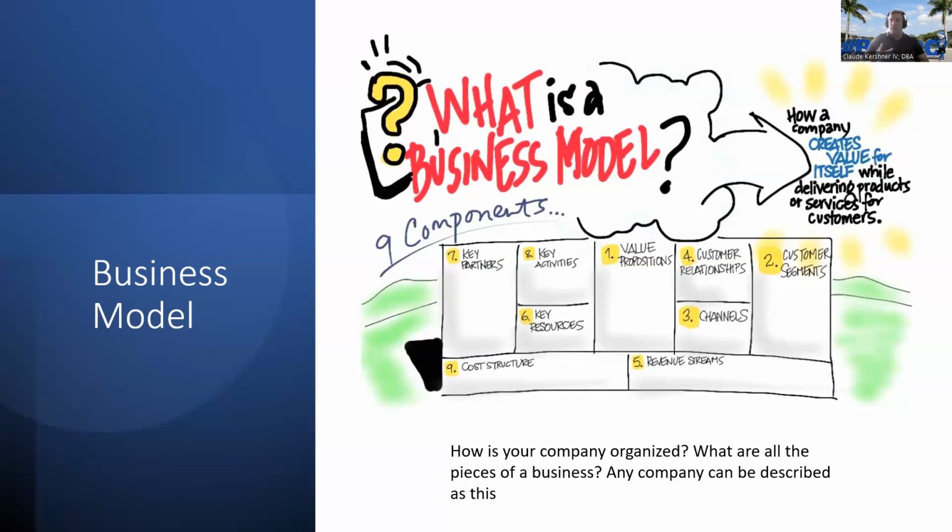Is it a reoccurring service? Is it a one-time fee? Is the transaction an online fee? Is it done through credit cards? What are the streams of revenue that are working for our organization to come in? That's number five. Six is key resources.